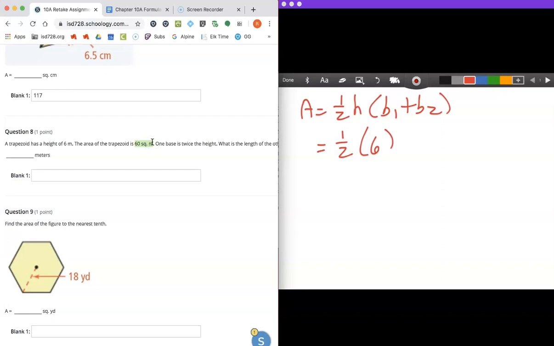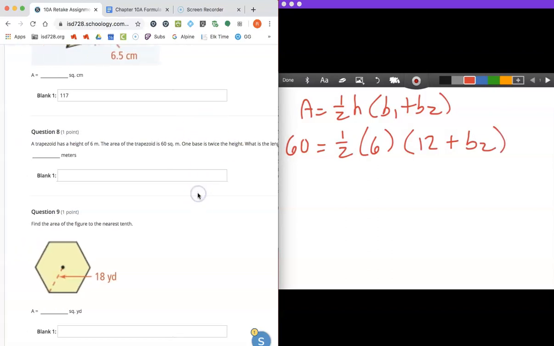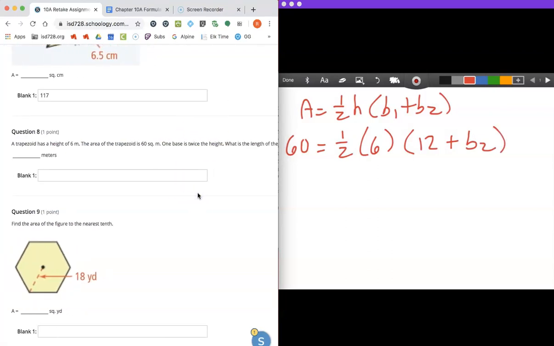That's capital A, so I'm going to put that over here. One base is twice the height. Well, the height is 6, so one of the bases is 6 times 2, which is 12. And then they want what is the length of the other base. So I don't know what B2 is yet. There's one like this on the test that you saw. It's also on the practice test. But we can solve this for B2.